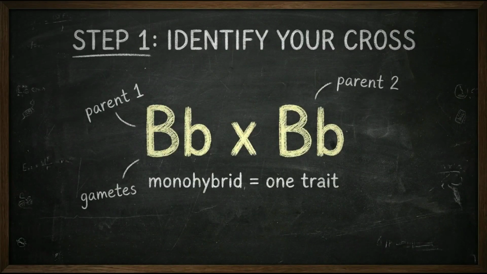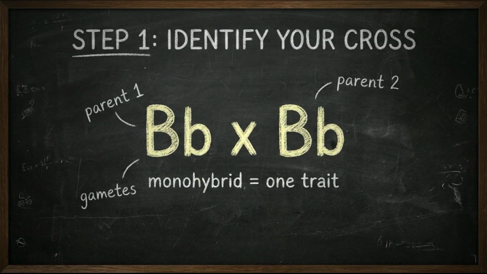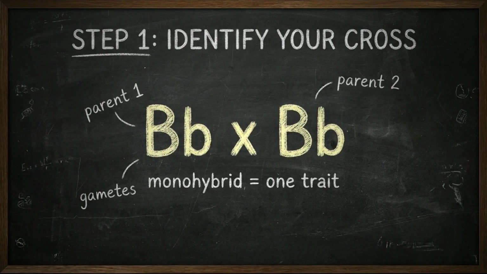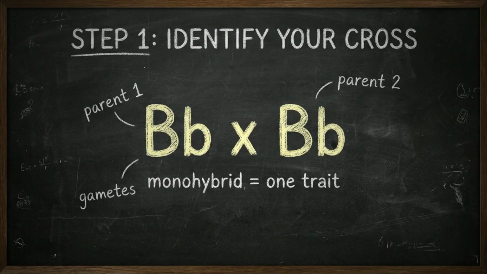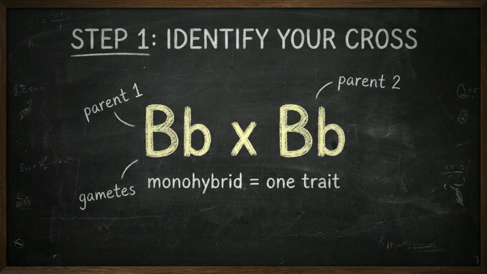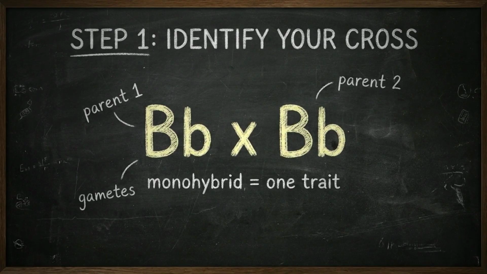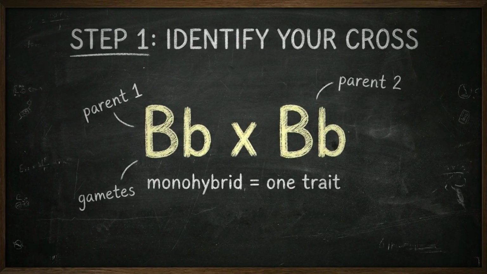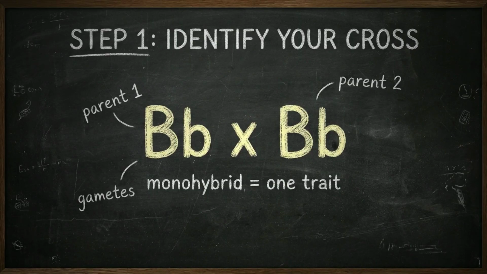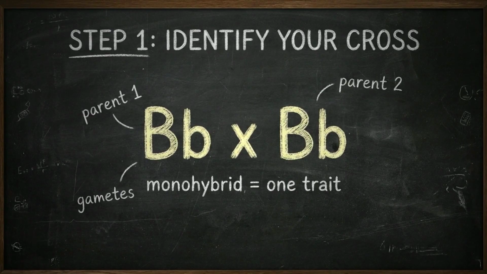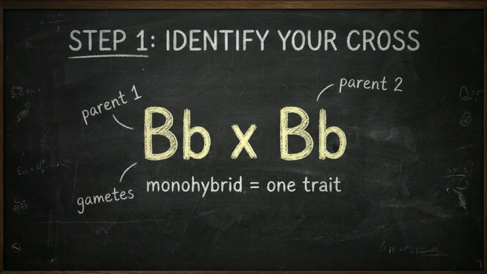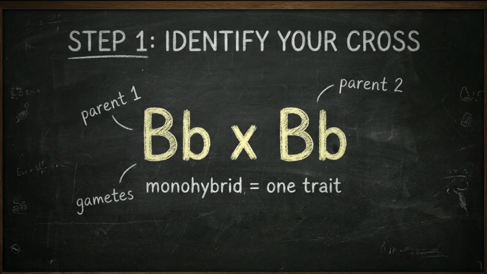Step 1. Identify your cross. We will use the simplest and most tested example. A monohybrid cross. One trait, two heterozygous parents. Both parents are Bb. Both carry one dominant B allele for brown eyes and one recessive b allele for blue eyes. We write the cross as Bb times Bb.